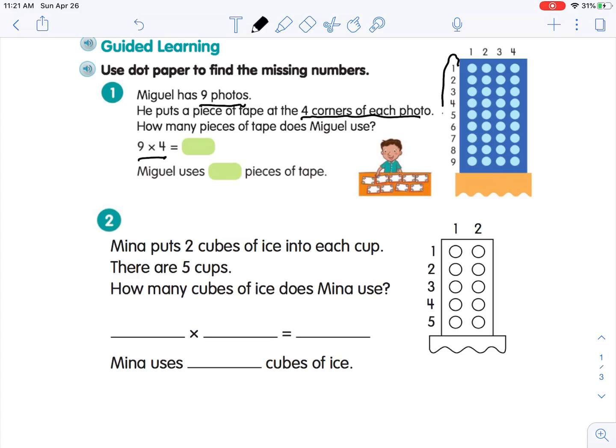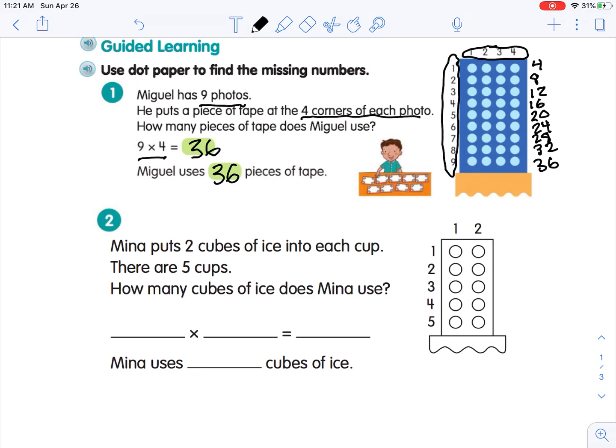That means if I look over here, I have my 9 rows, and I have 4 in each row. So I can skip count by 4 9 times. Let's do that. 4, 8, 12, 16, 20, 24, 28, 32, 36. 9 times 4 is 36. So Miguel uses 36 pieces of tape.